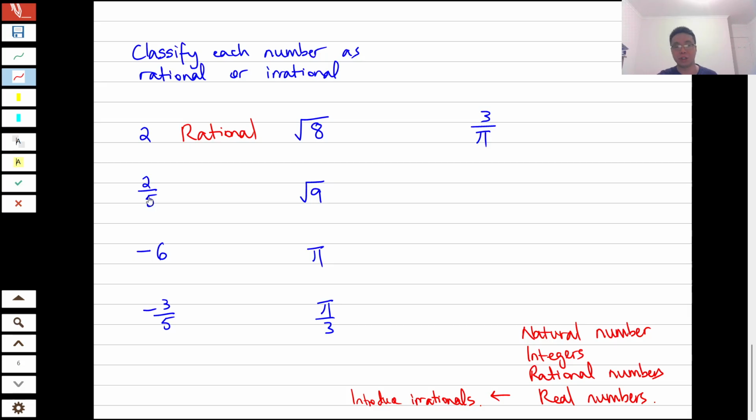Okay, 2/5. Here, we need to remember what a rational number is. It's a fraction involving 2 integers. The numbers 2 and 5, those are positive whole numbers. Integers are whole numbers which are either positive, negative, or 0. So we have a ratio or a fraction involving 2 integers. So yes, this is a rational number.